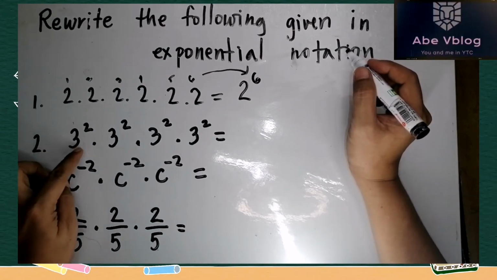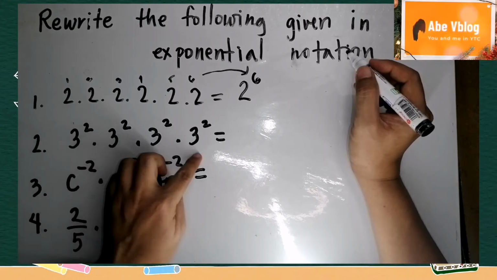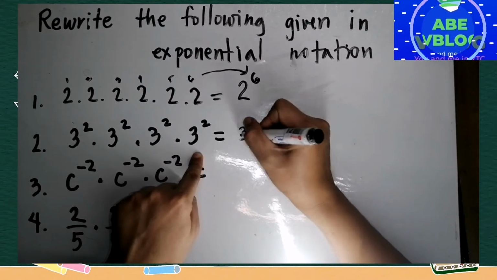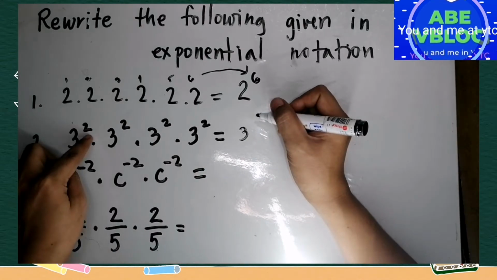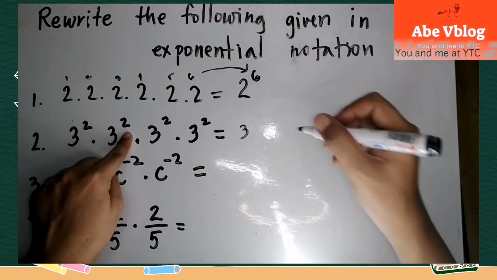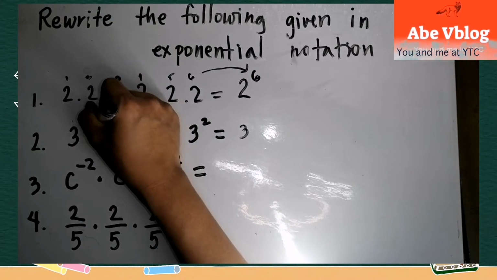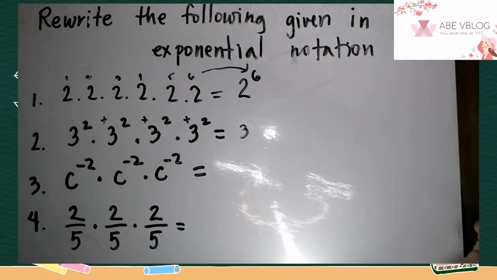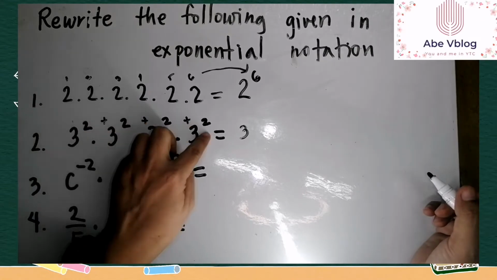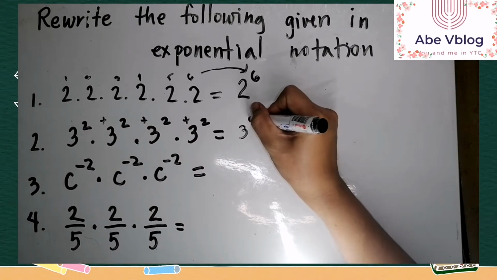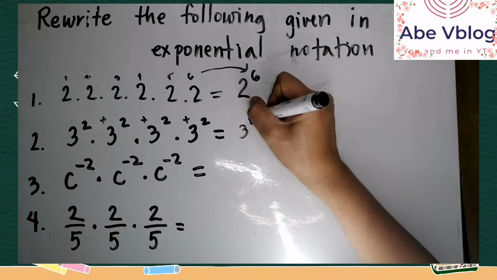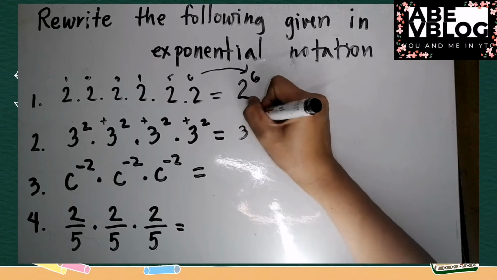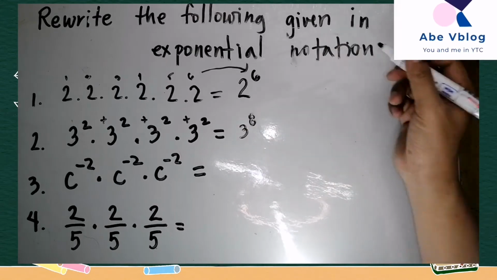Then we have 3^2 times 3^2 times 3^2 times 3^2. So we write the base 3, and then for the exponent we add 2 plus 2 plus 2 plus 2. So 2, 4, 6, 8, that's why the exponent is 8. So this is 3 to the 8th power.